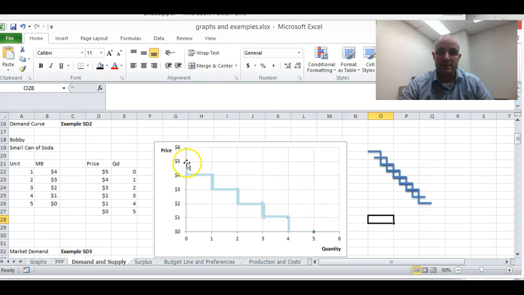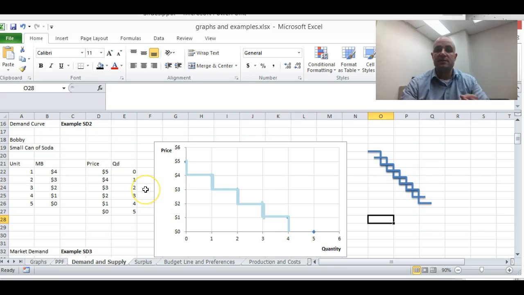So here are the points again. When the price is 4, he's going to demand 1. When the price is 3, quantity demanded is going to be 2. When it's 2, sorry. Now we have this step here because for Bobby, these are the only points that we have. So with Bobby, we are looking here at his individual demand. It has that same downward sloping demand, that inverse relationship, which we talked about.